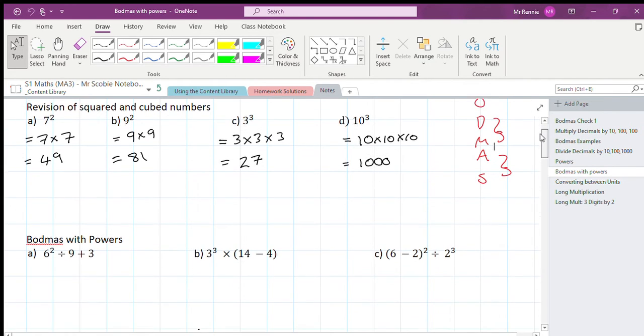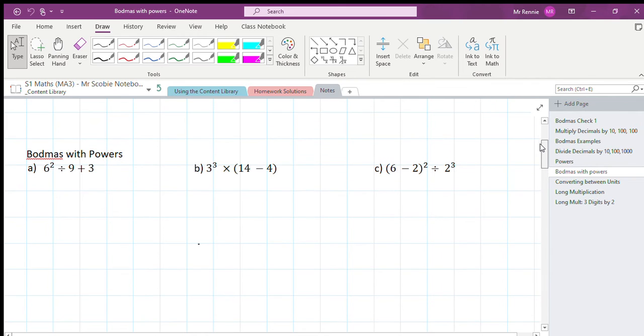Okay, so copy these questions down for me. Pause the video, copy them down. So the first question, we've got 6 squared divided by 9 plus 3.